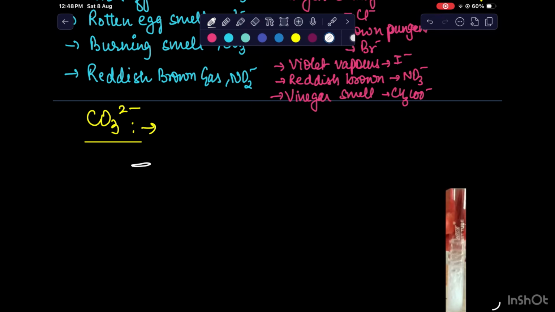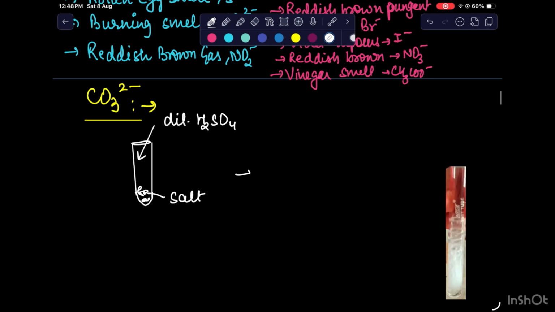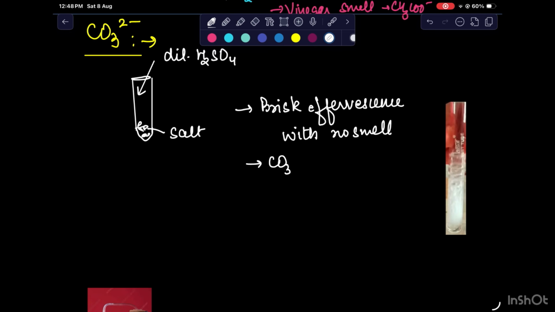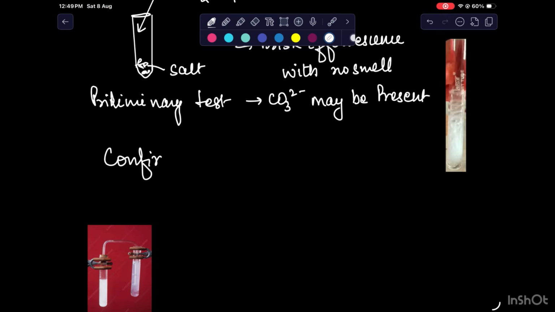As we have seen that carbonate responds to dilute H2SO4, we take a test tube, add salt, and then add dilute H2SO4 in it. When we add dilute H2SO4, we observe brisk effervescence. Brisk effervescence is like what comes when we open a Pepsi or Coca-Cola bottle. That is also because of CO2 only. So the similar kind of brisk effervescence here with no smell means carbonate may be present. The first test that we do is called the preliminary test, which does not confirm the presence of the anion, but it shows that it may be there, right.